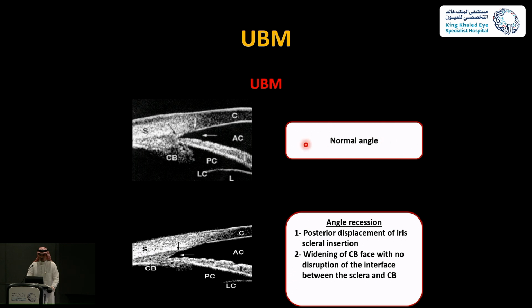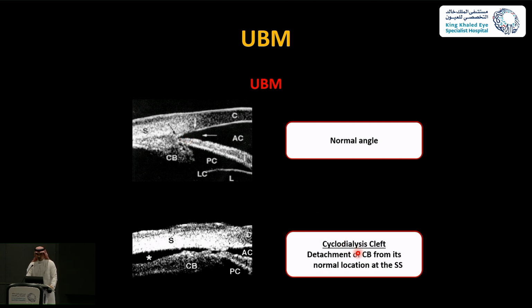Again, a patient who is having a normal angle and a patient who is having angle recession. So what's the difference between both scans, both UBMs? If you look here, that's the scleral spur, and that's the scleral spur, and you can see that there is posterior displacement of the iris scleral insertion. Look at the location here, and look at the recession here. So you created more space that resulted in widening of the ciliary body face with no disruption of the interface between the sclera and the ciliary body. Because if there is disruption and there is a communication between the supraciliary space and the anterior chamber, then we are having something called cleft.